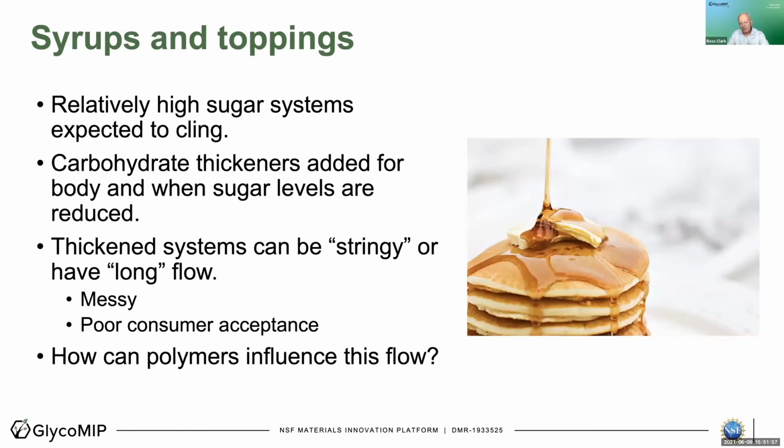Okay, let's shift gears and talk about food. Syrups and toppings are relatively high sugar systems that we enjoy putting on our waffles, pancakes, and ice cream and things like that. To reduce calories, a lot of times they add carbohydrate thickeners, and that gives more body when they've pulled the sugar out. But unfortunately, these things then can get stringy and have long flow. And that's messy, and consumers don't like it. So how do polymers influence this?